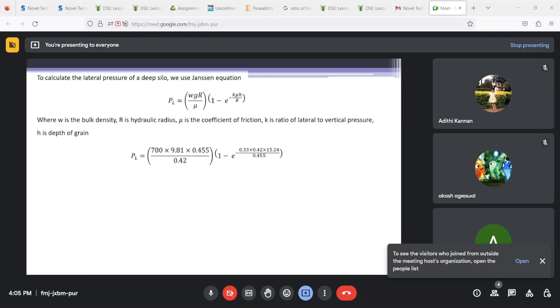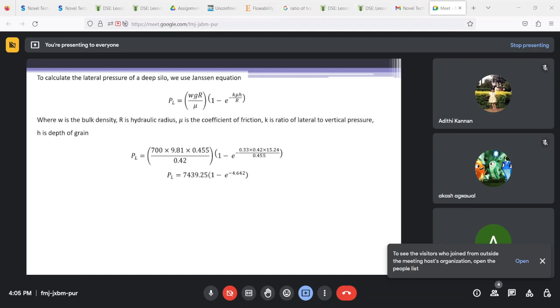So substituting from what is given in the question, we have bulk density as 700 kg per meter cube, G as 9.81 meter per second square, R that we calculated, that is the hydraulic radius, as 0.455 meters, mu, that is the coefficient of friction, is given in the question as 0.42. And then in the second product term, we have 1 minus e power K, which is the ratio of lateral to vertical pressure, again given in the question as 0.33. Mu is again 0.42, and height of the grain, that is to which height we have filled up the grain in the silos, is 15.24, and then again hydraulic radius is 0.455. So this is just basic substitution that we are dealing with here. In case of any doubts, kindly let me know. We can repeat that part again.